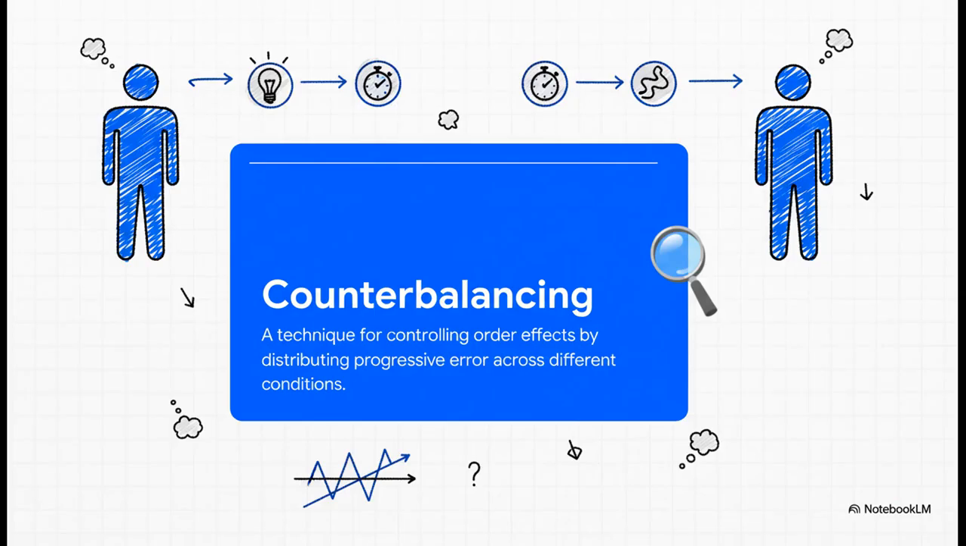Counterbalancing is all about one thing: shuffling the order of the conditions. It's literally like shuffling a deck of cards before you play. You're trying to make it fair. Now, it doesn't actually get rid of the order effects. That practice or fatigue is still there. But what it does is spread the pain, so to speak. It spreads that error out evenly across all the conditions, so no single condition gets an unfair boost or a handicap just because of its position.